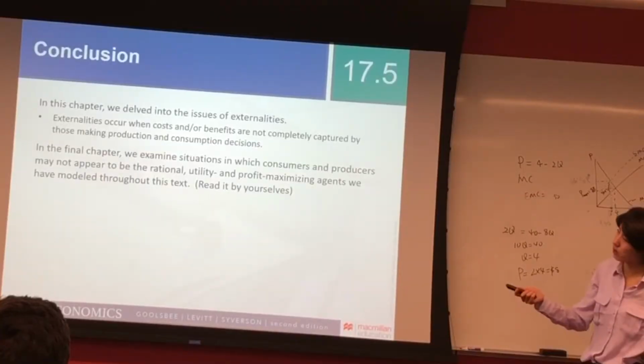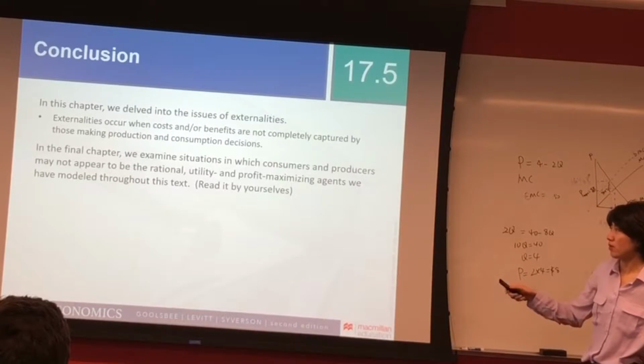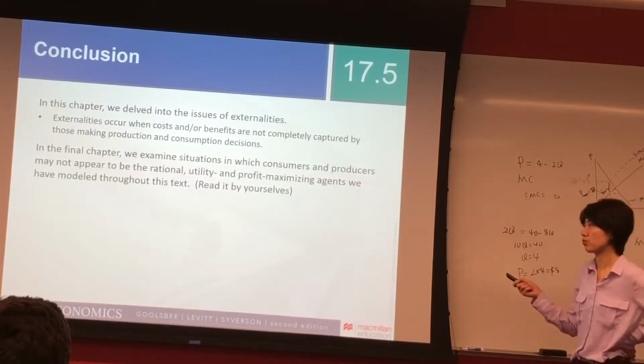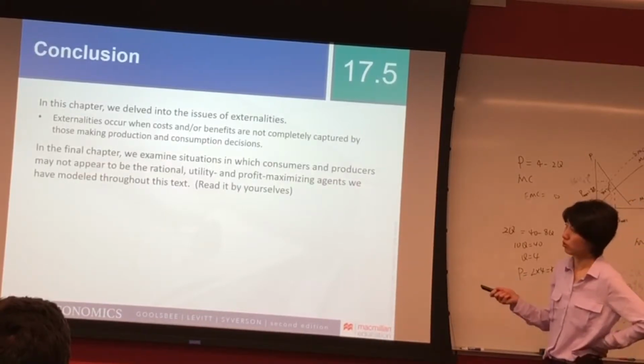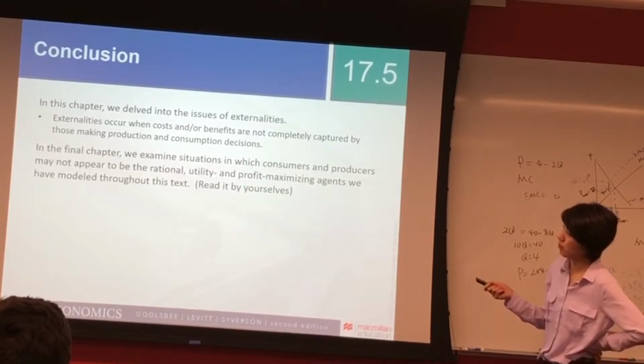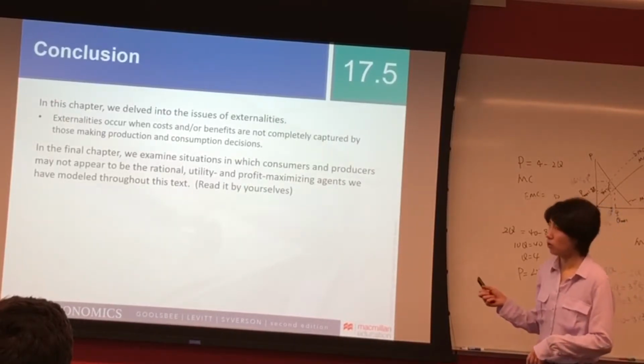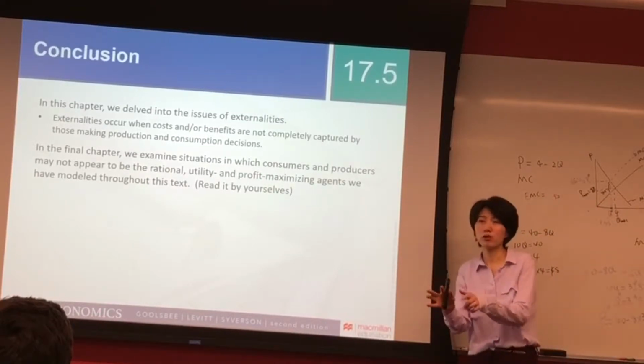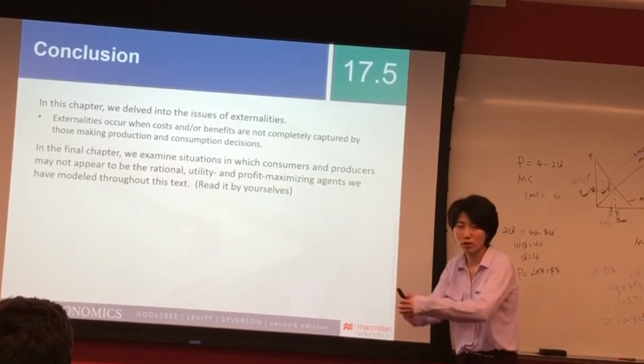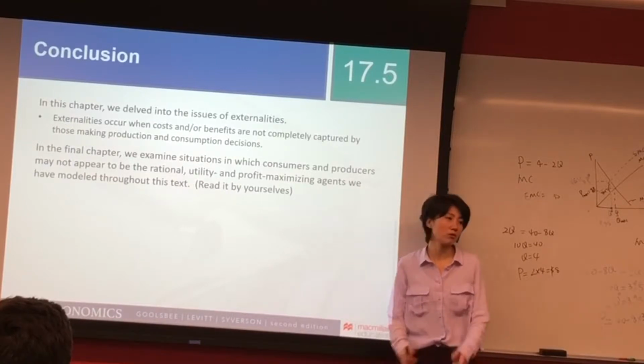In the final chapter, we examine the situation in which consumers and producers may not appear to be the rational, utility and profit maximizing agents we have modeled throughout this text. So I encourage you to study for yourself. The last chapter is very interesting, actually. People, most of the time, are not rational.